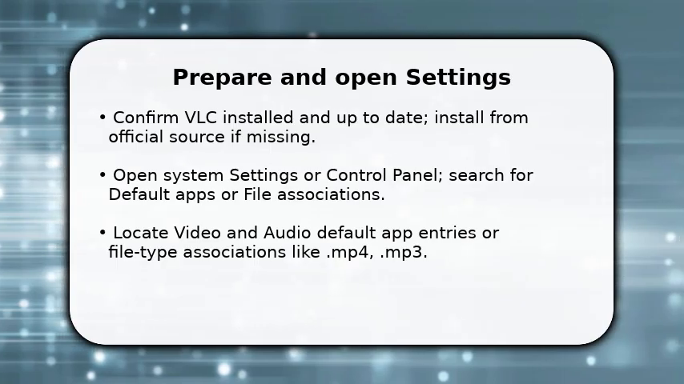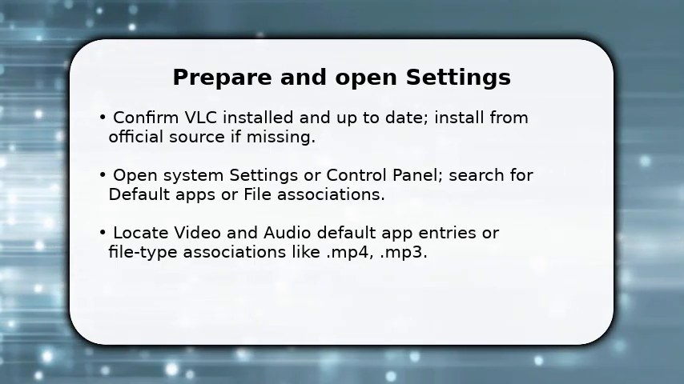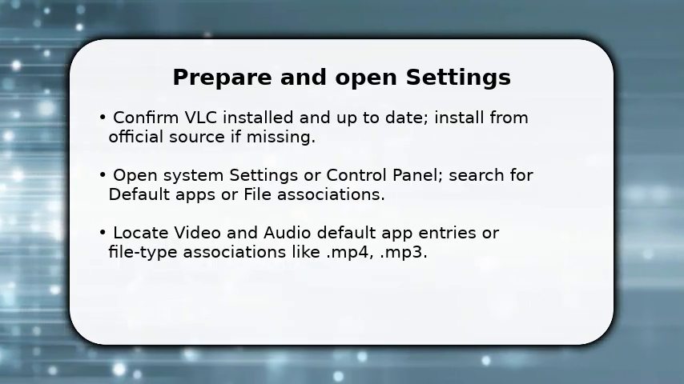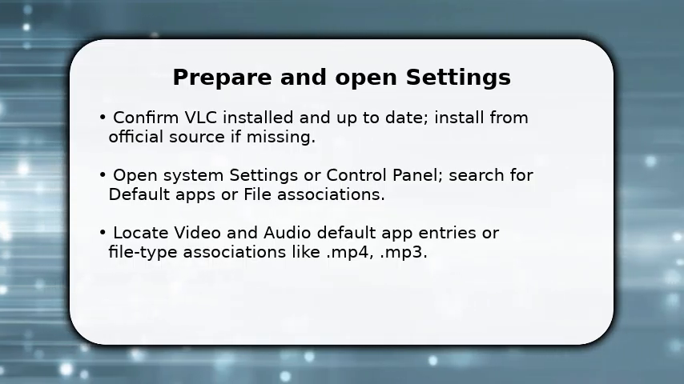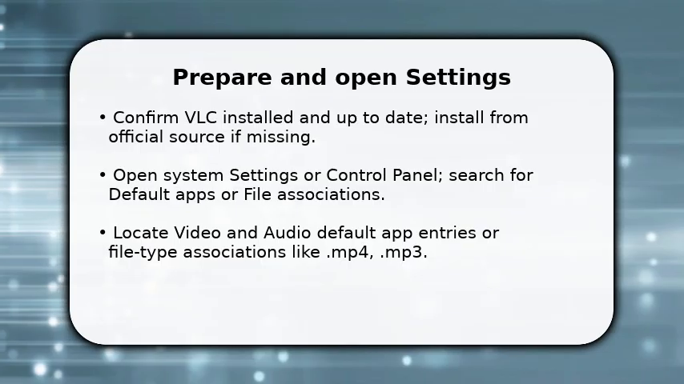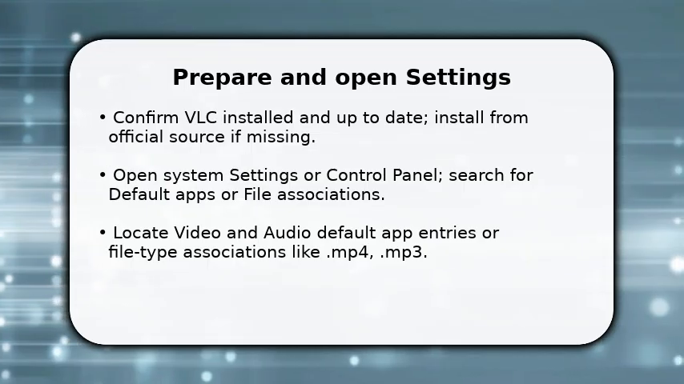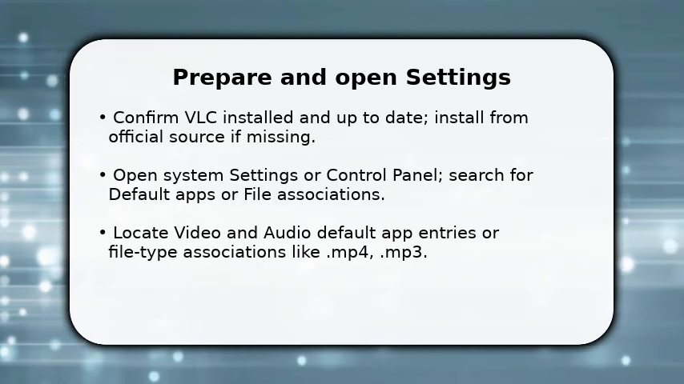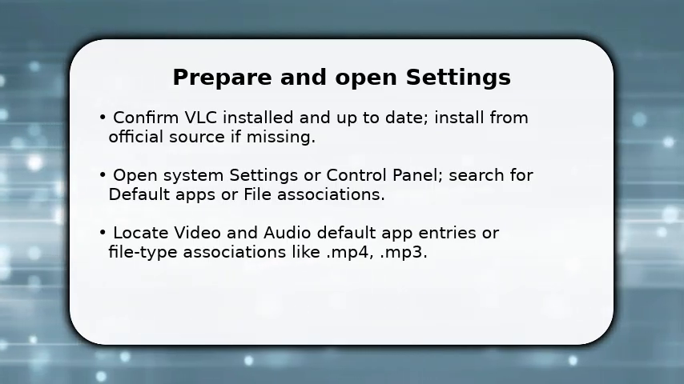Enjoy the video. You'll start by making sure VLC is installed and current. If not, install it now. Once done, open Settings or Control Panel and go straight to Default Apps or File Associations. You're looking for video and audio defaults and specific file extensions like MP4 and MP3. This step ensures you change targets precisely rather than guessing. Make sure you have admin rights if prompted, because some systems require permission to change global defaults.